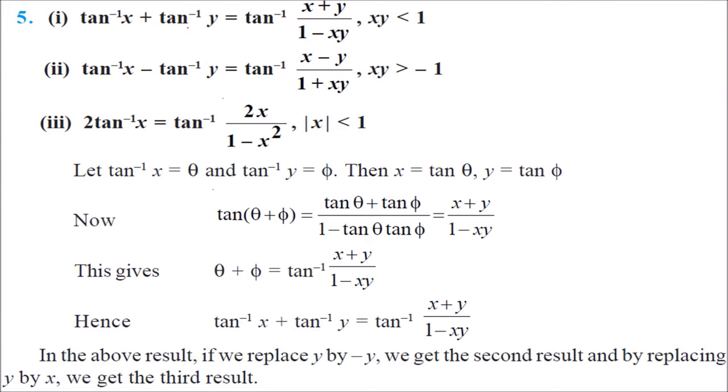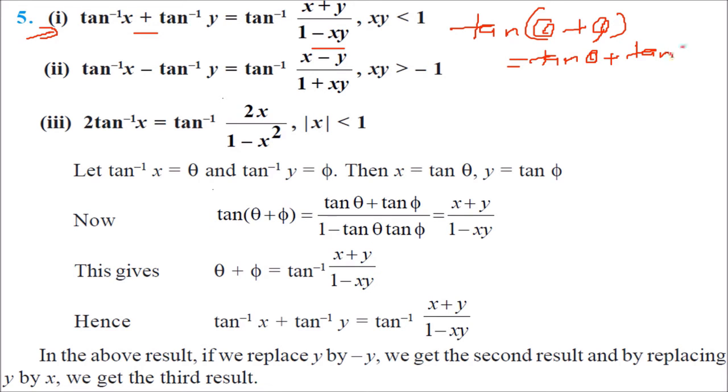Tan inverse x plus tan inverse y is equal to tan inverse of x plus y by 1 minus xy. Now you have to understand the first derivation very clearly, because the others are exactly like this. You just have to replace x and y with certain values. I'll just tell you. But first of all, you just have to see this. We know that tan of theta plus phi is nothing but tan theta plus tan phi by 1 minus tan theta tan phi. This relation we are going to use.